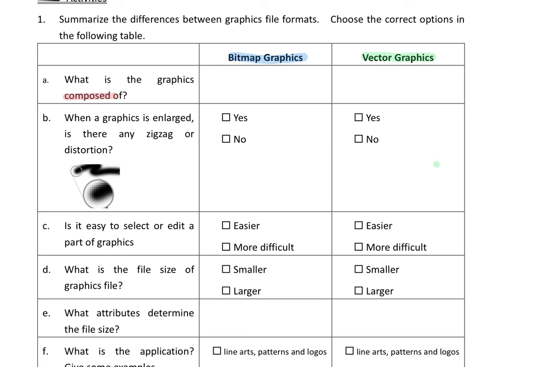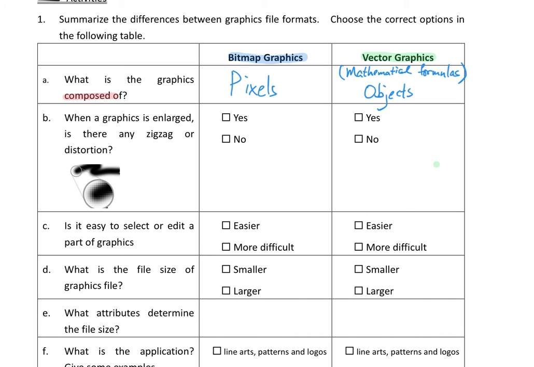Okay, so try to write down. For bitmap, we will say that it is composed of a lot of pixels. Okay, and for vector graphic, we will say that we combine a lot of objects. Okay, and we will know that those objects are all in mathematical formula. Okay, all of them are mathematical formulas.